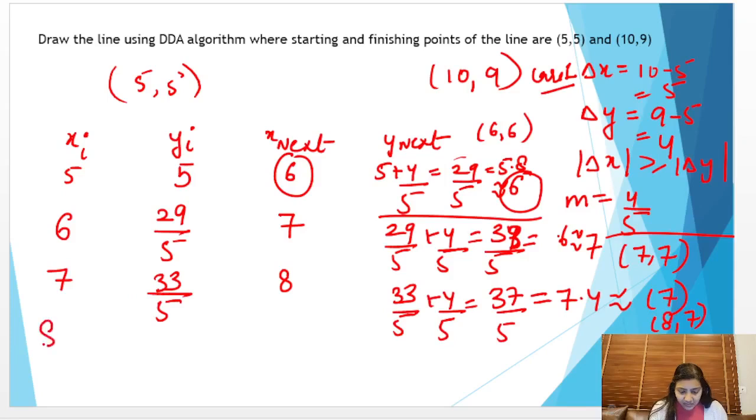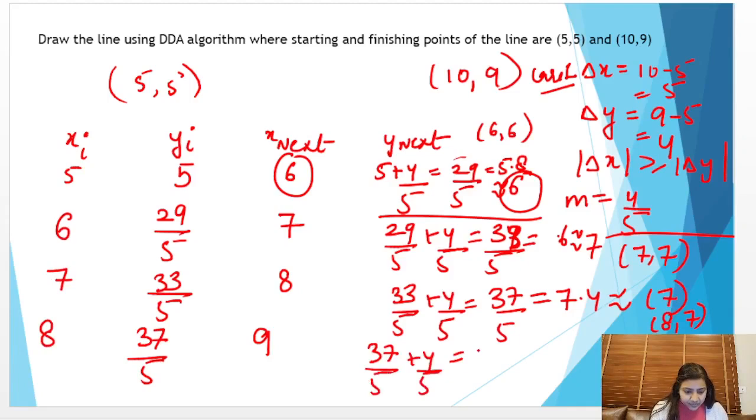The value of x is 8. The value of y is 37 by 5. Next x is 9. Next y is 37 by 5 plus 4 by 5, which comes out to be 41 by 5 or 8.2. 8.2 is nearly equal to 8. So the next pixel here is 9, 8.